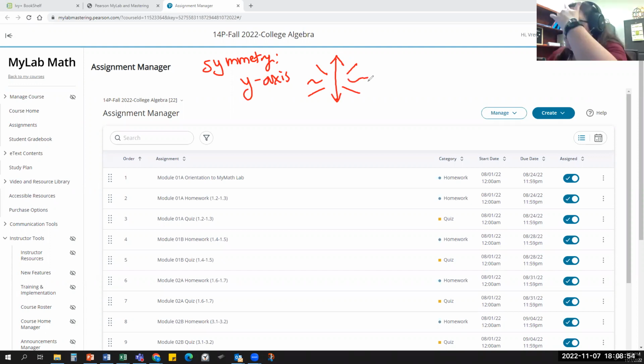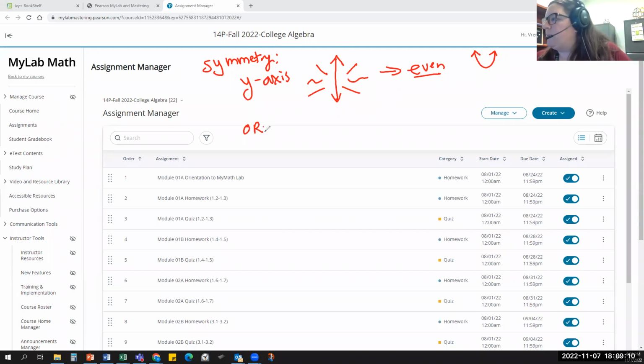That type of symmetry corresponds to an even function. So if you think of the graph of an x squared type thing, where you have an even power of x, it has that type of symmetry.